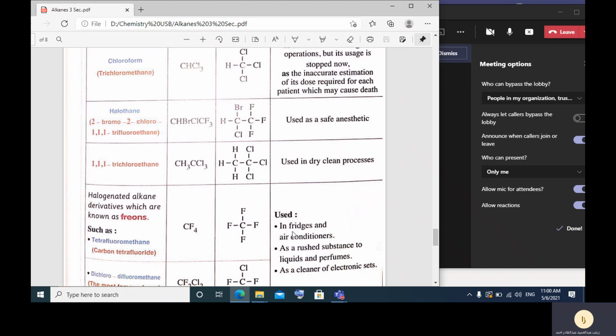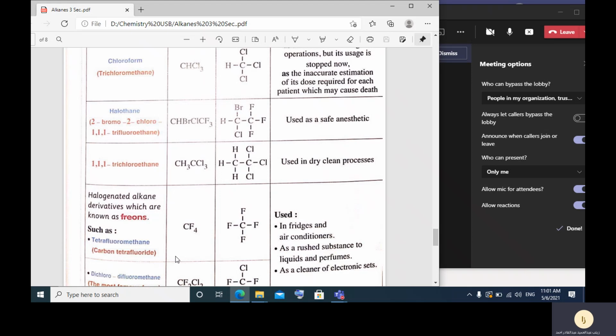Carbon tetrafluoride or tetrafluoromethane can be used in fridges as a cooling agent, in air conditioners, and also as a pushing substance in liquids and perfumes.